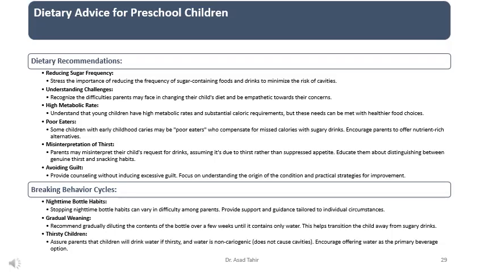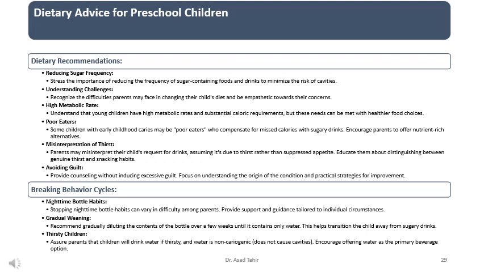Dietary advice for preschool children. Dietary recommendations. Reducing sugar frequency. Stress the importance of reducing the frequency of sugar-containing foods and drinks to minimize the risk of cavities. Understanding challenges. Recognize the difficulties parents may face changing their child's diet and be empathetic towards their concerns.